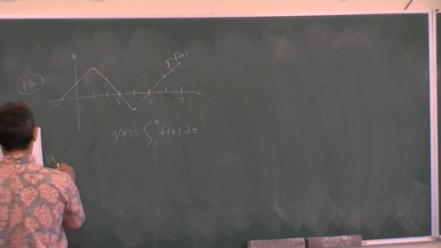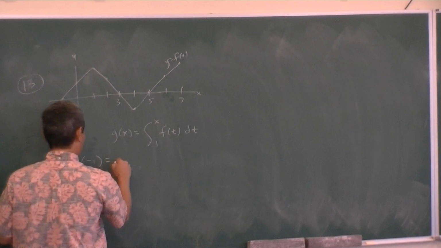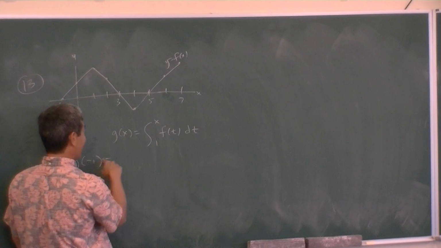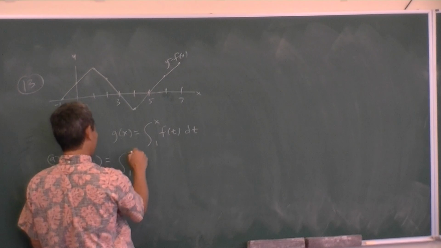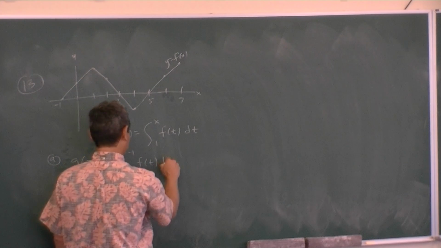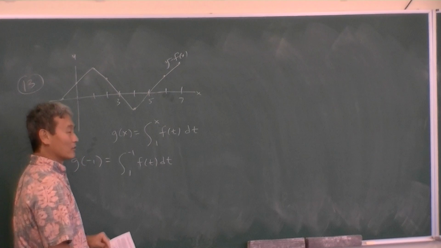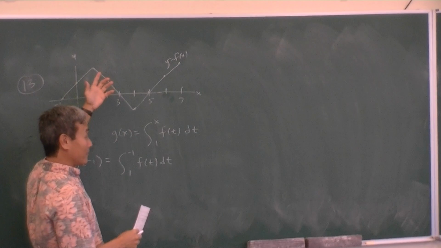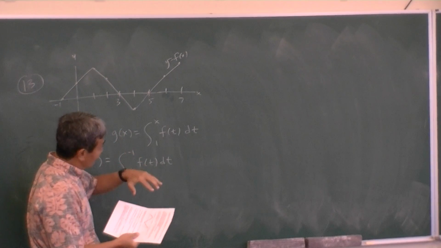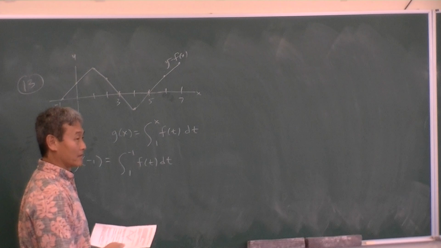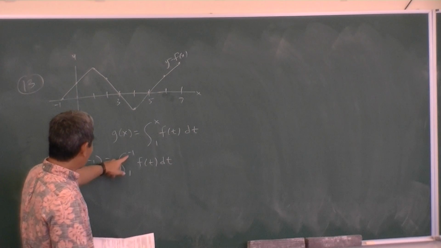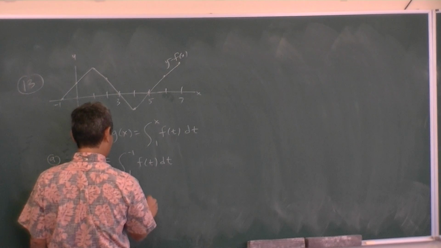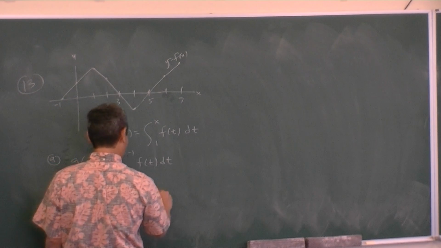Okay, A. Compute g of -1. If this is g of x, how do you compute g of -1? You plug in -1 for x. So you get the integral from 1 to -1 of f of t dt. Now, what does an integral tell you? The area between the graph and the x-axis. If the graph is above, the integral is positive. If the graph is below, the integral is negative. You guys remember that basic stuff, right? Yeah, but Mr. Park, the smaller number's on the top. Well, what did we learn about integrals? If you switch the limits of integration, it negates the value.